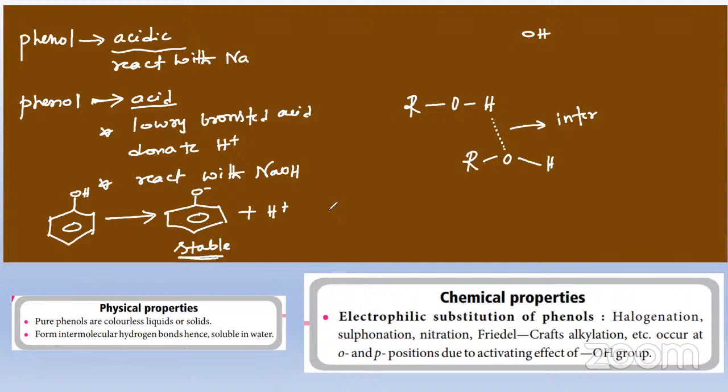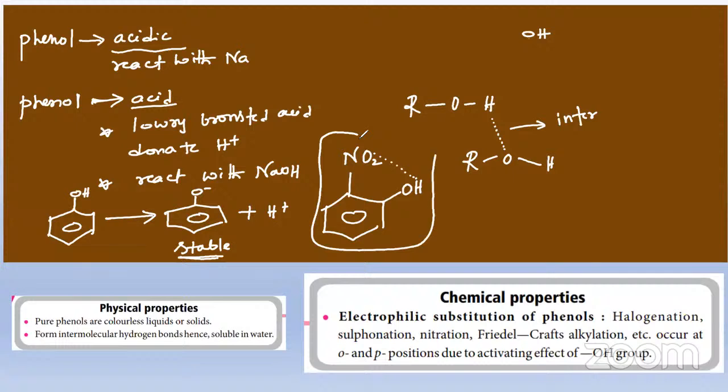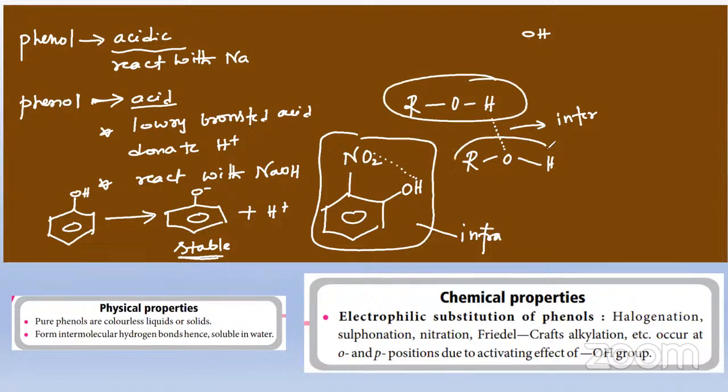What is intra, sir? Intra is like this. Say, for example, I will take orthonitrophenol. This is NO2, and there will be one OH here. Between the oxygen and the hydrogen, there is a bond. This bond is within the molecule, so it is called an intramolecular hydrogen bond. The other bond is between two molecules, so it is called an intermolecular hydrogen bond.